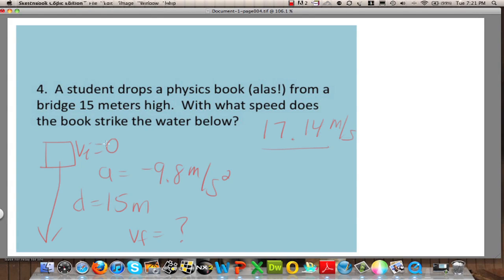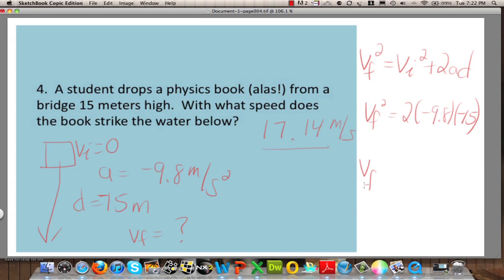We have one equation that really is the one to go to whenever you don't have time in it: VF squared equals VI squared plus 2AD. So VF squared equals VI squared, which is 0, plus 2 times negative 9.8 times negative 15. Why did I put negative 15 there? Because the book is falling down. All down is going to have a negative direction, because D is really displacement in that equation. So we put our signs in, do one multiplication, and take the square root, and that's where I get 17 meters per second.